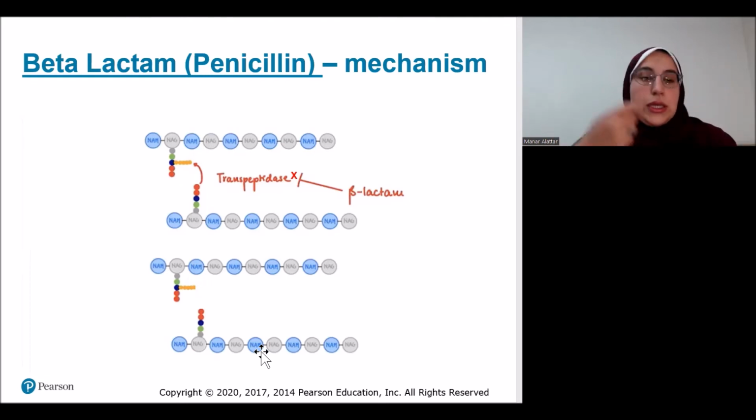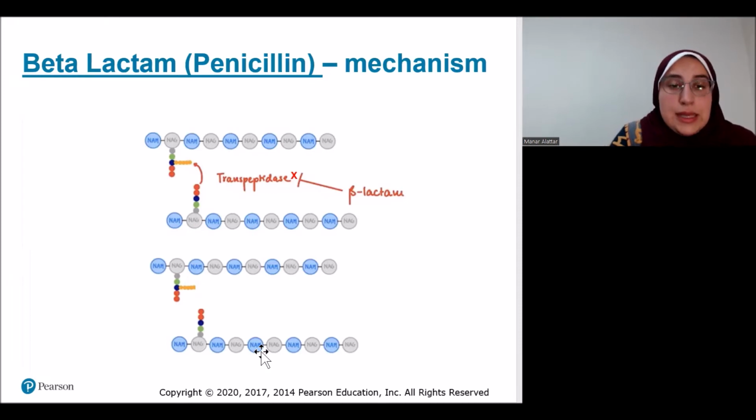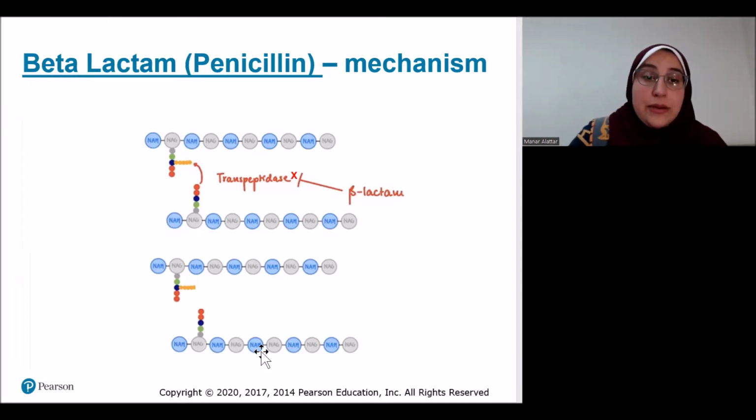And essentially, eventually, you start to lose cell contents because that cell wall is no longer protecting the cell and no longer maintaining the integrity of the cell, and the cell dies.